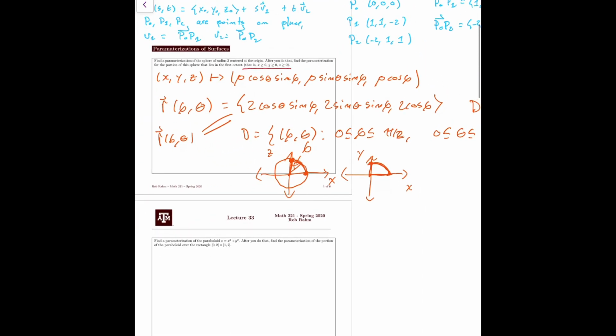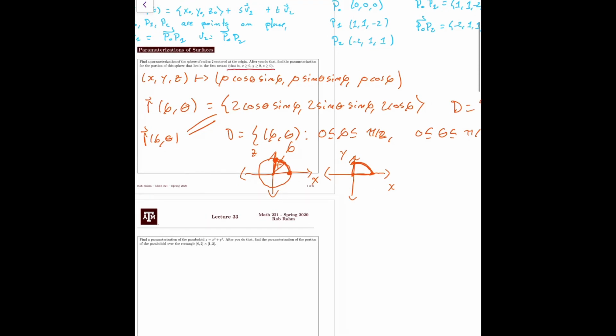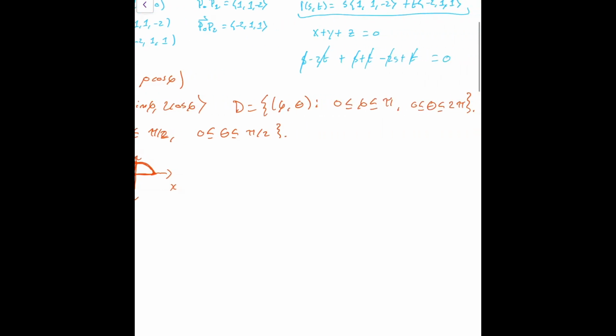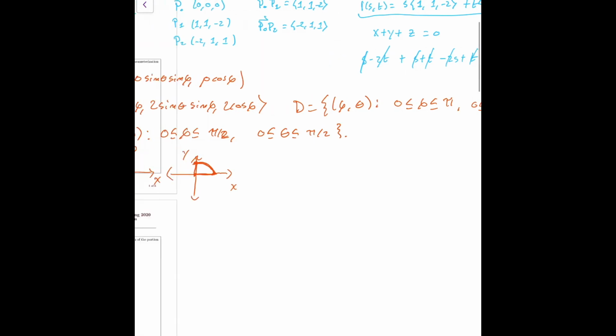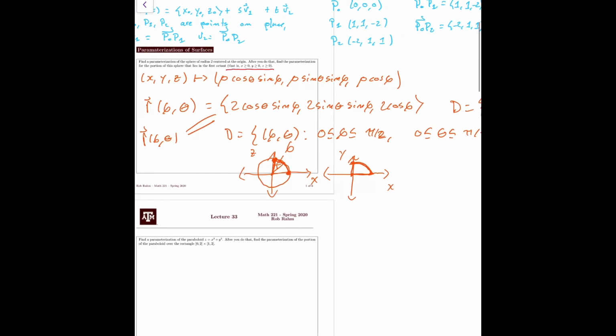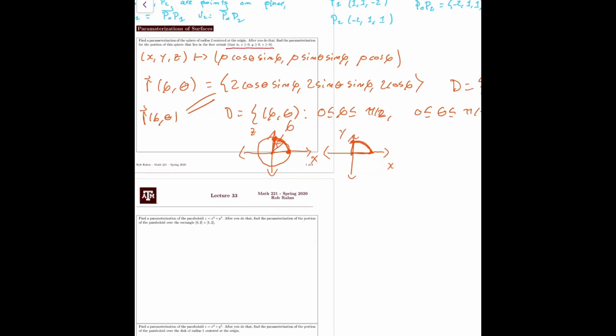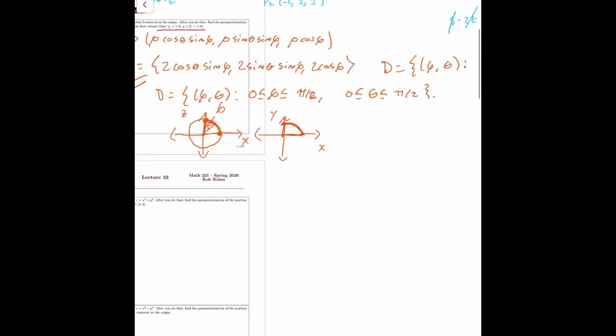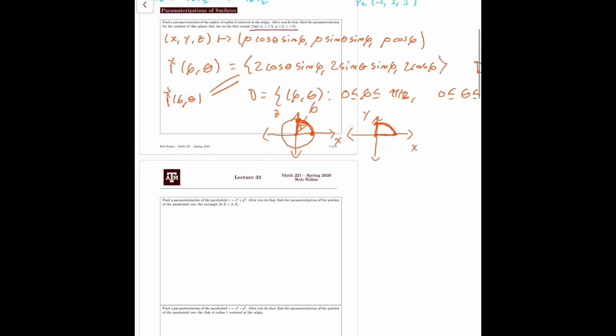So finding the parameterization of a sphere uses spherical coordinates, though maybe not obviously if you're not thinking in terms of spherical coordinates. If you want the whole sphere, the parameter domain is just phi going from 0 to pi and theta going from 0 to 2 pi. Those are just the parameter values in spherical coordinates. But when we want to restrict the sphere to just this eighth of the sphere, we have to restrict the parameter values for phi and theta. In the next video, we're going to look at parameterizations of some paraboloids and other things.